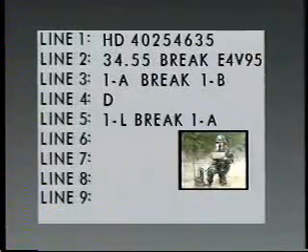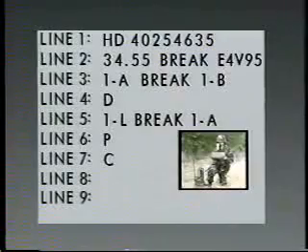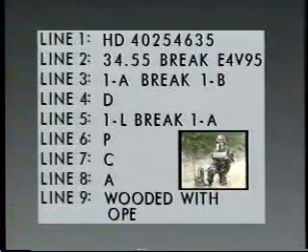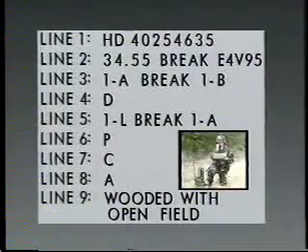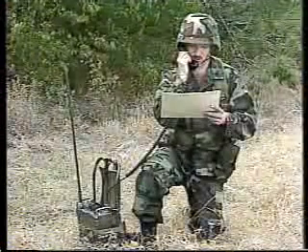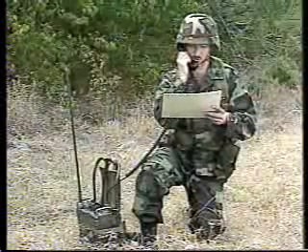Line 3, 1 Alpha 1 Bravo. Line 4 Delta. Line 5 1 Lima 1 Alpha. Line 6 Papa. Line 7 Charlie. Line 8 Alpha. Line 9 Wooded with open field, over. Echo 4 Victor 905. This is Whiskey 5 X-ray. Roger, over. Whiskey 5 X-ray, this is Echo 4 Victor 9er 5, out.